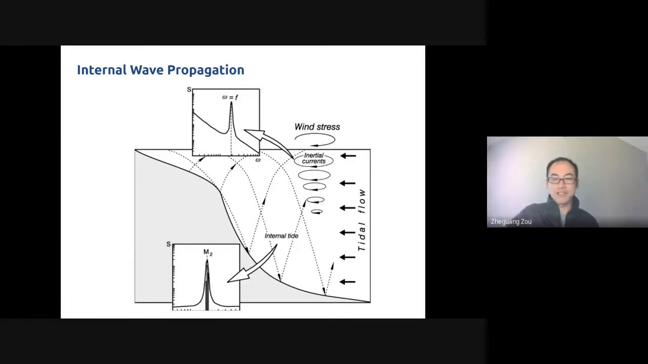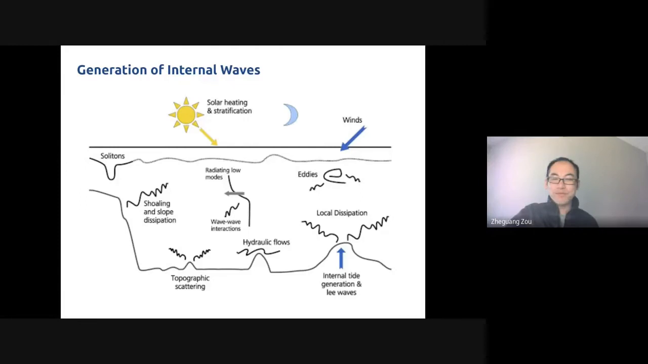But this is just an idea for that. You guys know the weird thing about internal waves, it can be very interesting. And anyway, finally, we will talk just a little bit about the generation of internal waves.